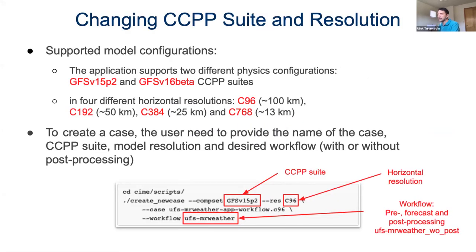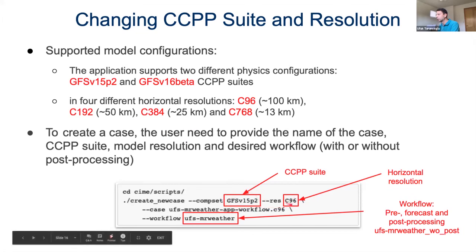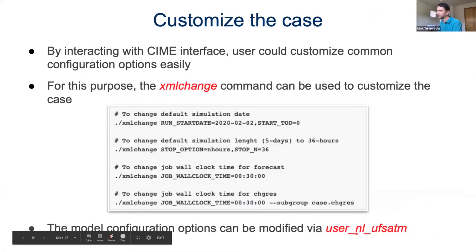For example, let's look at common problems. If you want to create a different case for different CCPP options, in the create new case, you can provide the CCPP suite, the resolution, a name for your case, and then the workflow. As I told you before, if you use UFS mid-range reader, this will also include post-processing. But if you want to skip that part, you can use a different name for it.